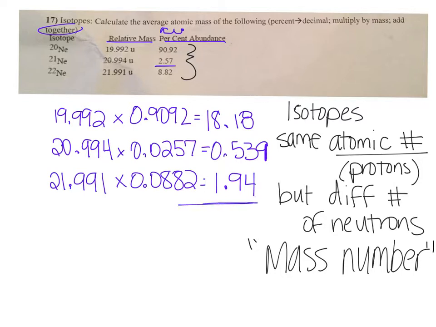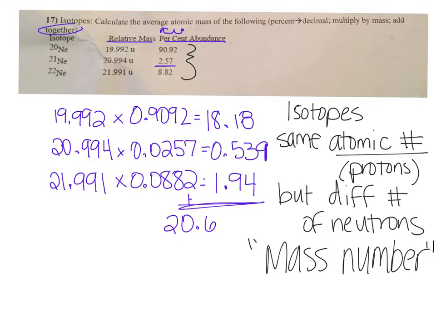And so what you just did was you took how much did each one apply to your total average? Just like you have 40% tests, 40% labs, 20% daily grade, each one gets added together to give you a total average at your every 6 weeks, right? So when we add these together, we get 18.18 plus 0.539 plus 1.94, and I get 20.6.